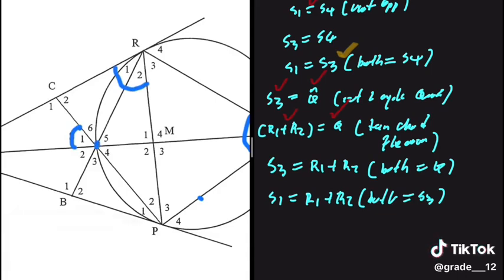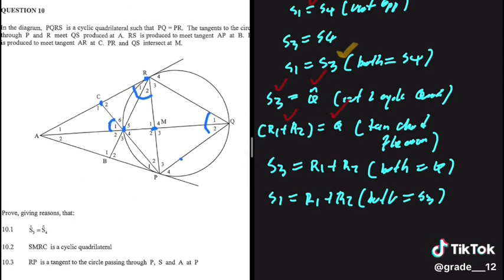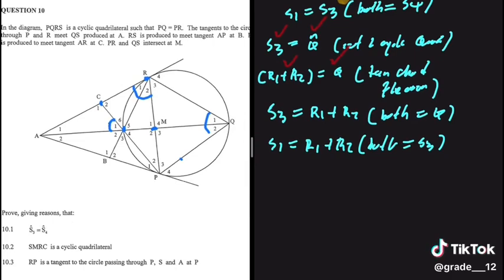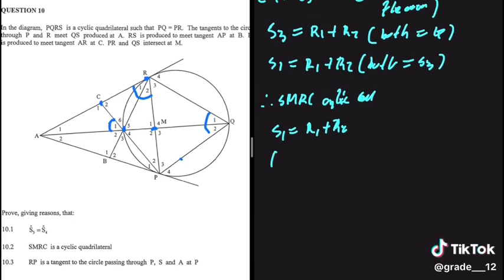So SCRM is indeed a cyclic quad because, so what are we saying? We're saying that therefore SMRC is a cyclic quad because S1 is equals to R1 plus R2, okay? The exterior angle is equals to opposite interior.